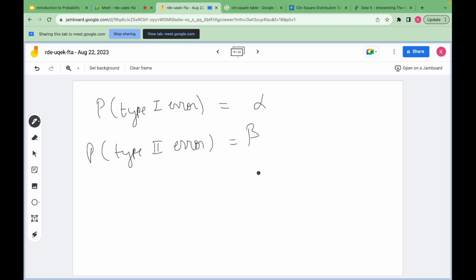Then another thing is the power of the test, which is equal to 1 minus beta. So we want to minimize this type 1 error as well as this type 2 error. So these are other things.